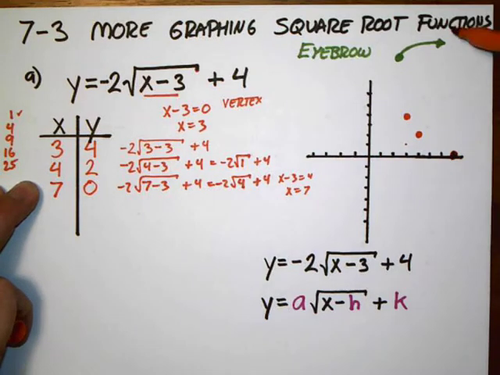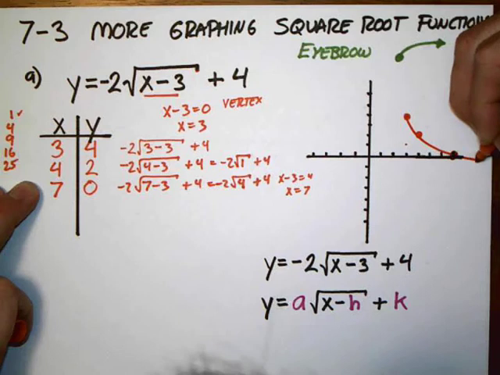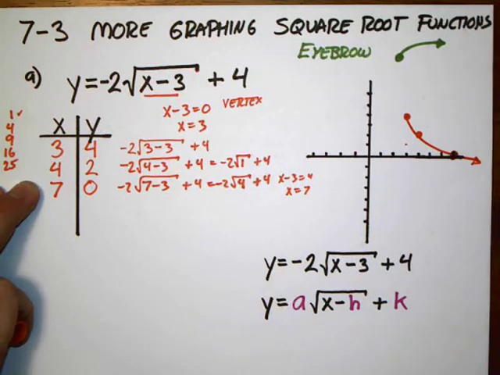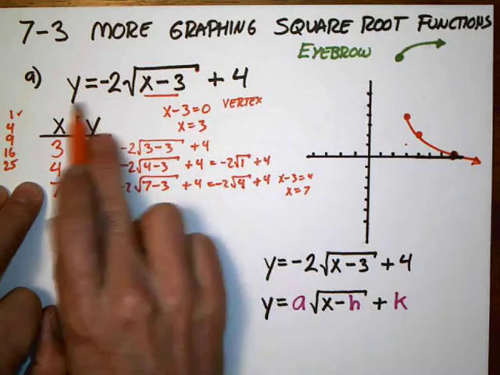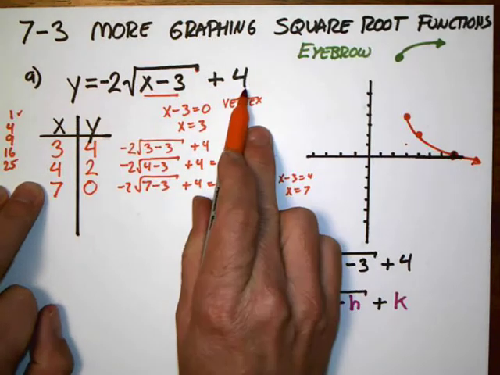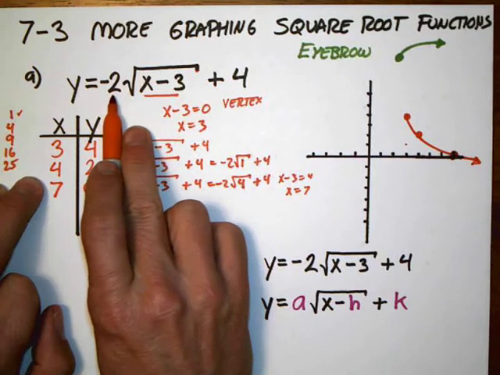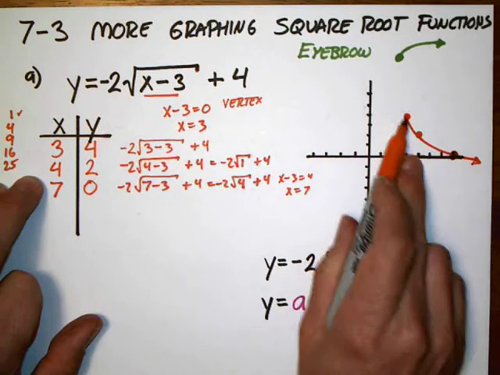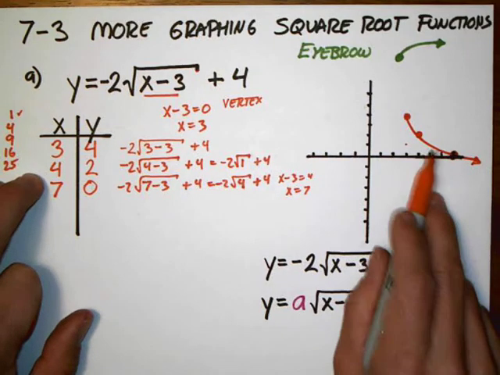So what happened to our eyebrow here? Well, it looks like if it starts here, it's going to go upside down. It's going to drop down this way and start heading off the paper that way. So it's an upside down eyebrow. So what about this equation leads you to believe it's going to be upside down? Well, just like a parabola, if the value in front of the root sign is negative, we get something that's upside down.